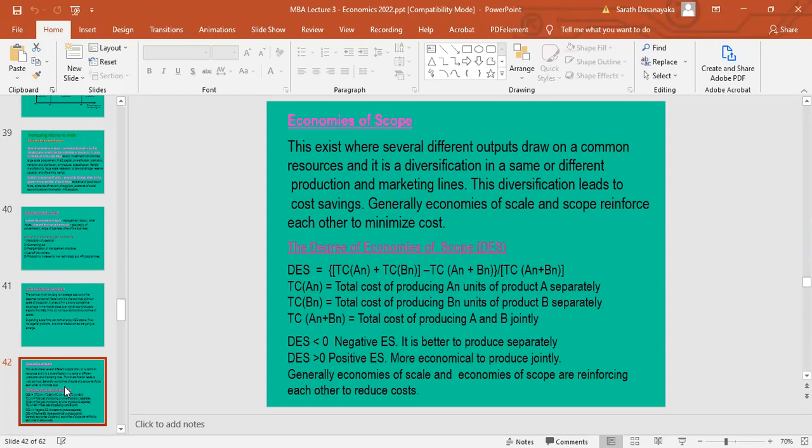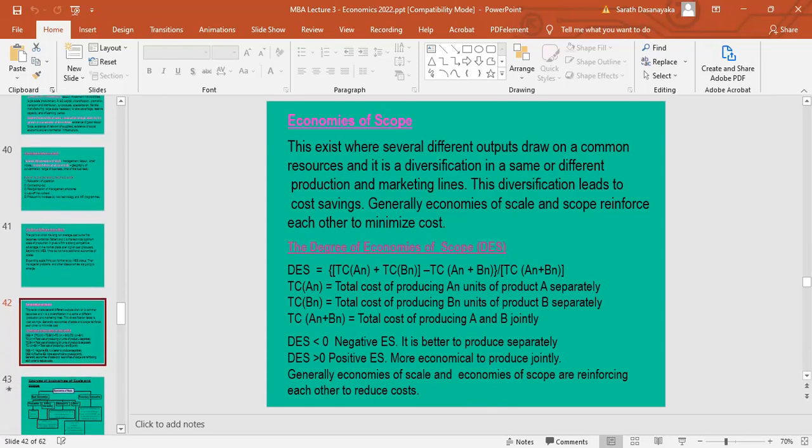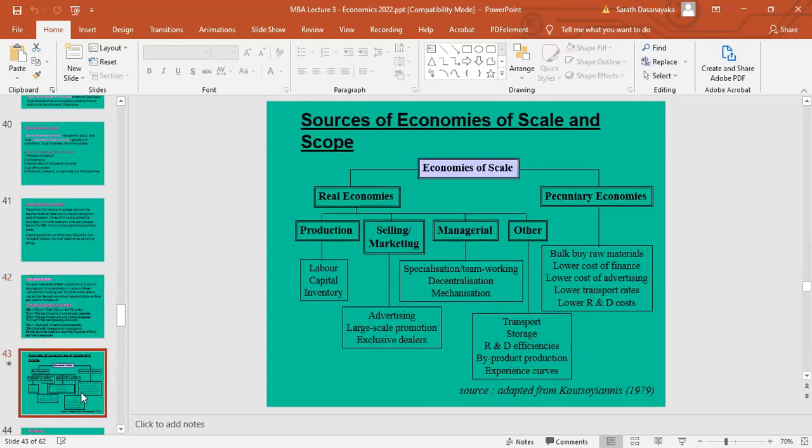We can have plenty of areas to generate revenue. The degree of the economies of scope, we can measure that one: is it better to produce a single product, or is it more economical to produce jointly? Then you can see that companies are doing it. In your textbooks, you have so many examples. This is what we call the sources of economies of scales and scope.